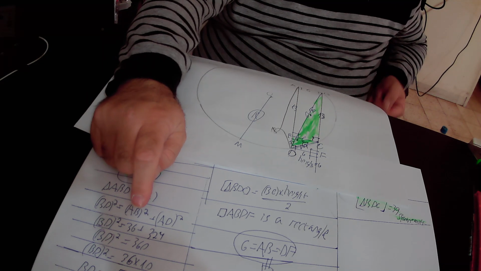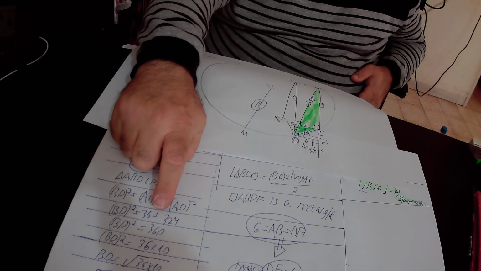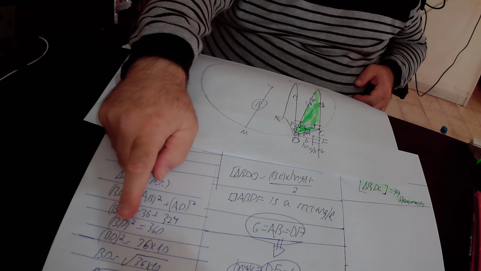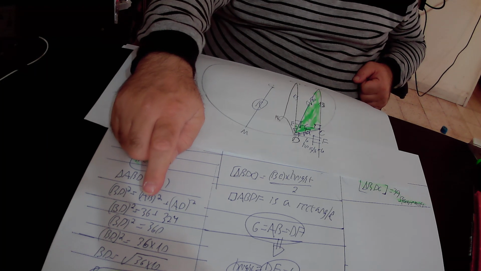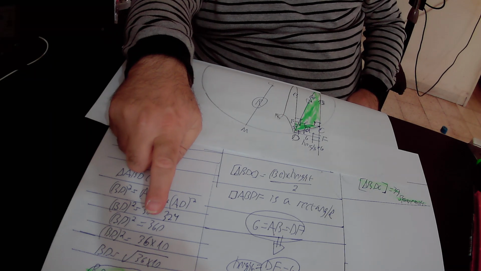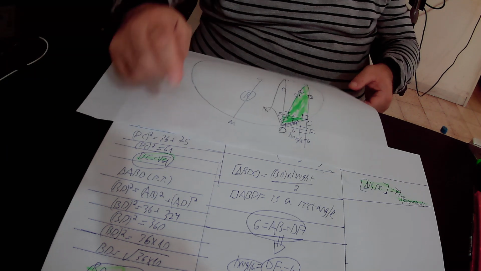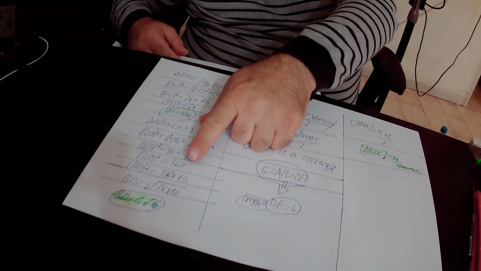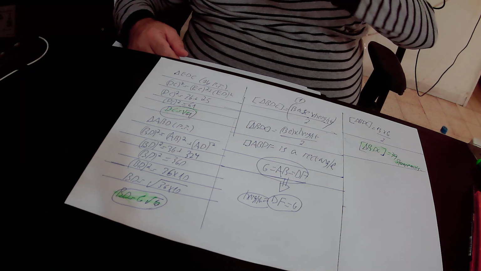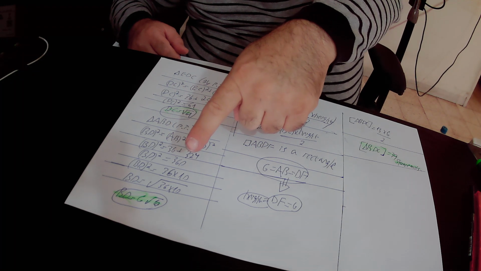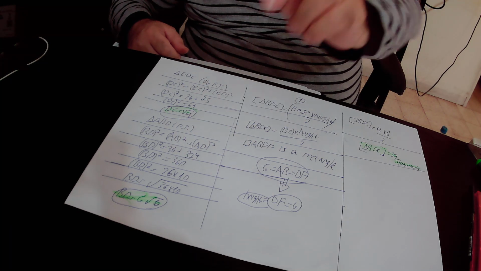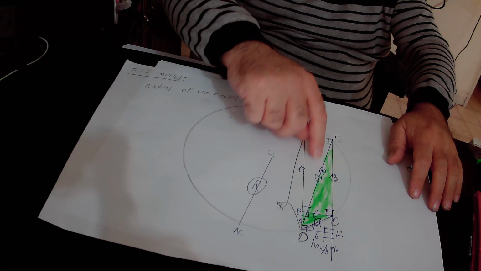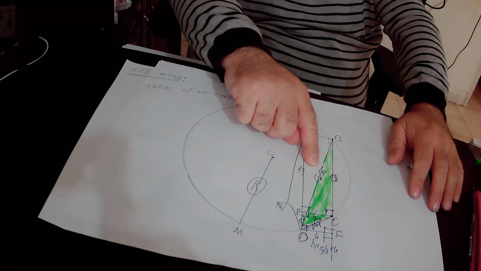Then we substituted 360 by 36 times 10. So BD squared equals 36 times 10. Then we took the root of this equation. So BD equals the square root of 36 times 10. Then we took 36 out of the root. The square root of 36 is 6. In conclusion, we found out that BD equals 6 times the square root of 10 units.